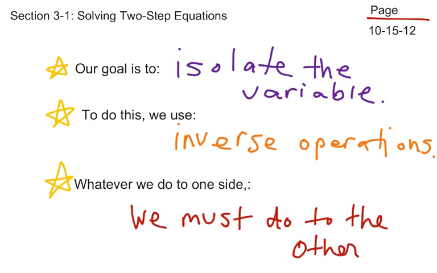So take a minute, pause me, fill this into your notebook. Make sure you have, in big letters, our goal is to isolate the variable. To do this, we use inverse operations. Whatever we do to one side, we must do to the other. Again, take a minute, pause me, and when you're ready, hit continue or play.